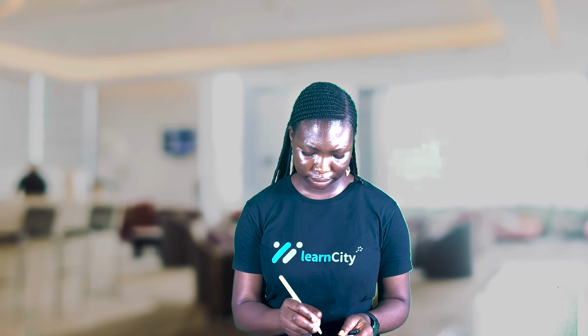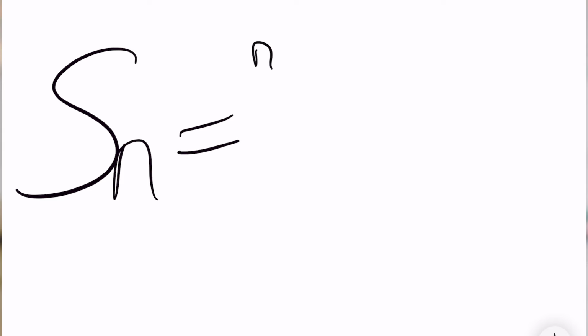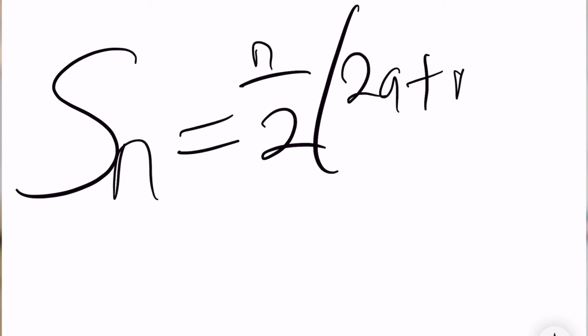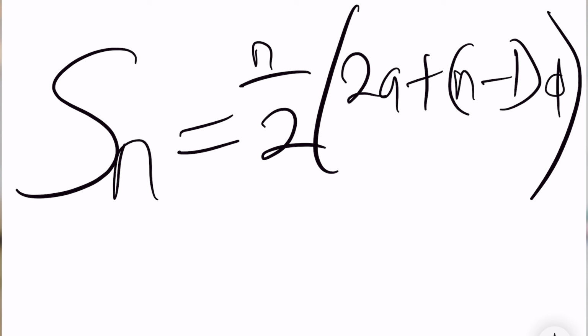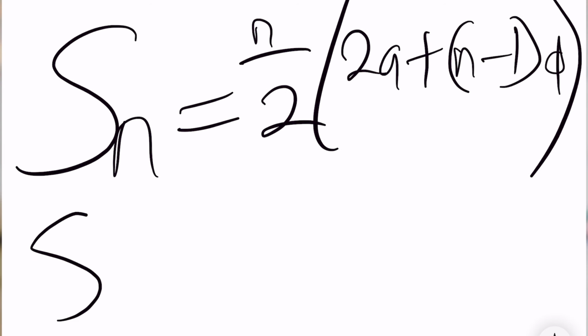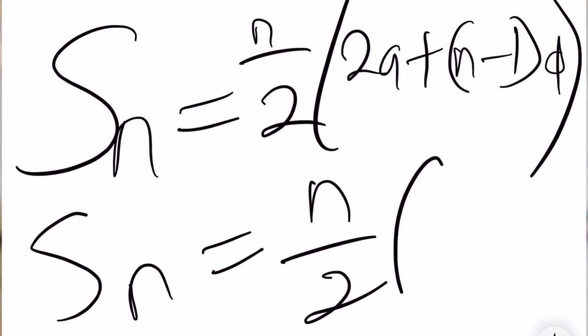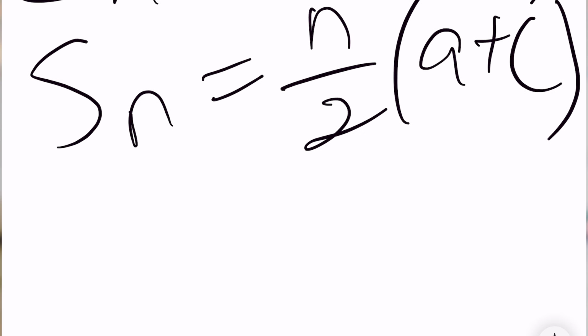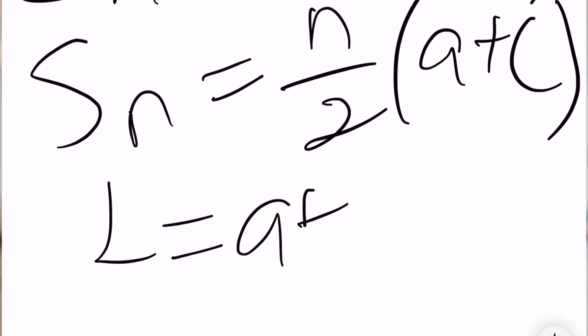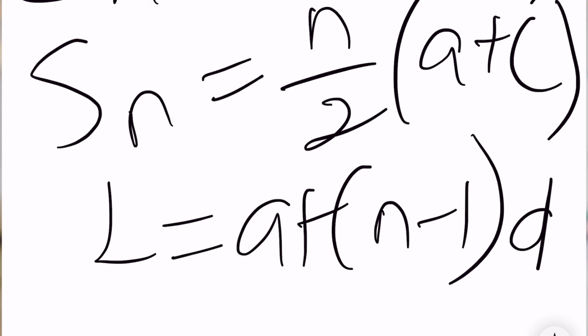Now, if the first term of an AP is a and the common difference is d, then the sum of the first n terms, denoted Sn, is given as Sn equals n over 2 into bracket 2a plus (n minus 1)d, or Sn equals n over 2 into bracket a plus l, where l is a plus (n minus 1)d.